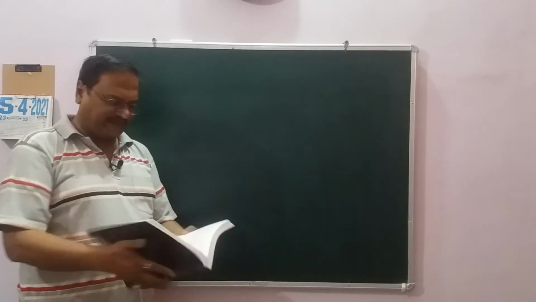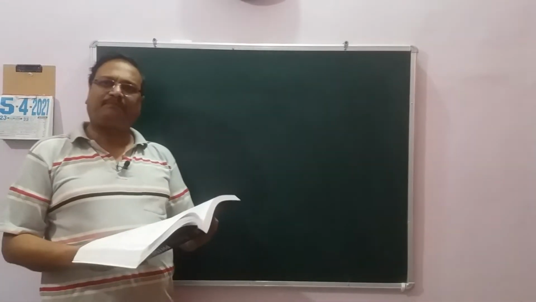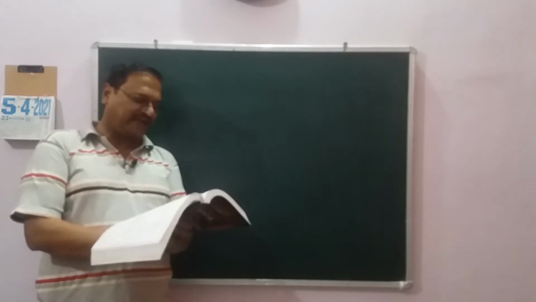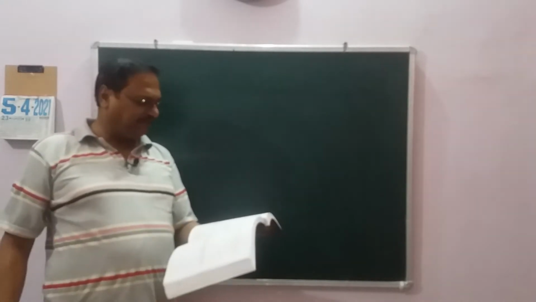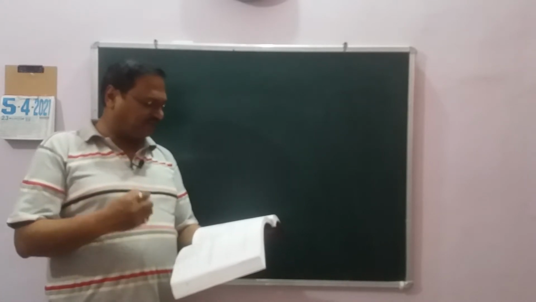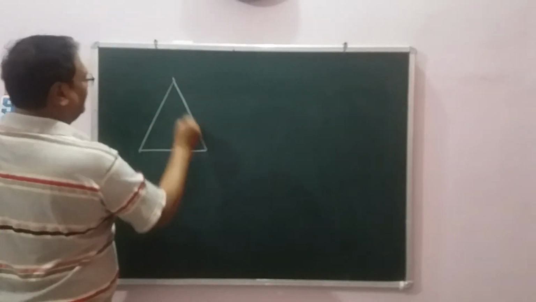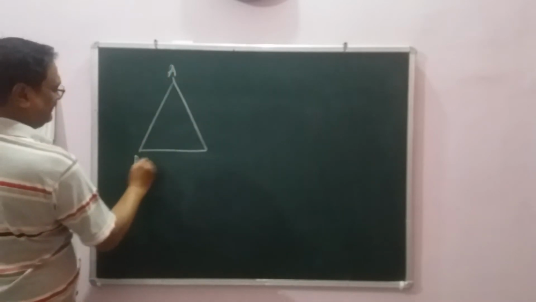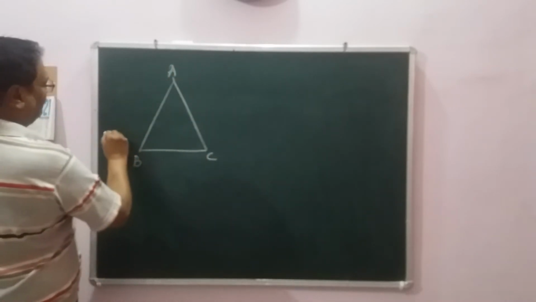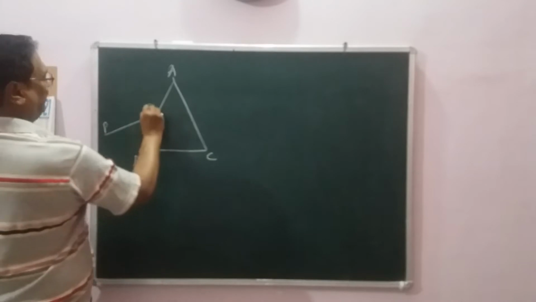Yes, I am reading the problem. A ray PQ incident on a refracting face AB is refracted in the prism ABC as shown in the figure. This is the prism, with vertices A, B, C, and a ray of light PQ is incident on it.